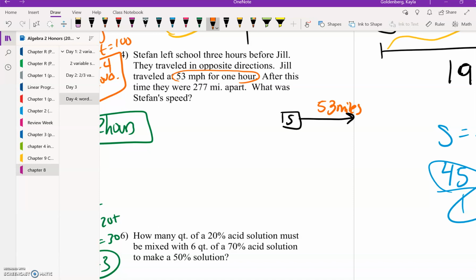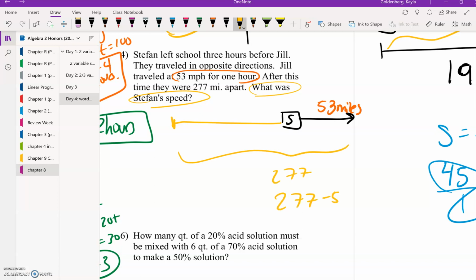After this time, they were 277 miles apart. What was Stefan's speed? Okay, so let's see. If they're 277 miles apart, I know that the other distance has to be pretty significant, right? So if the total is going to be 277, I'm going to do 277 minus 53. Okay, looks like it's 224.